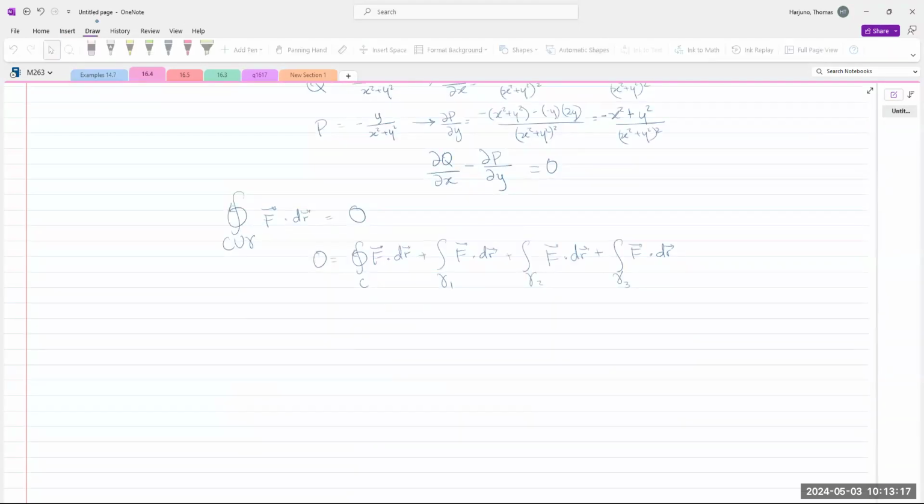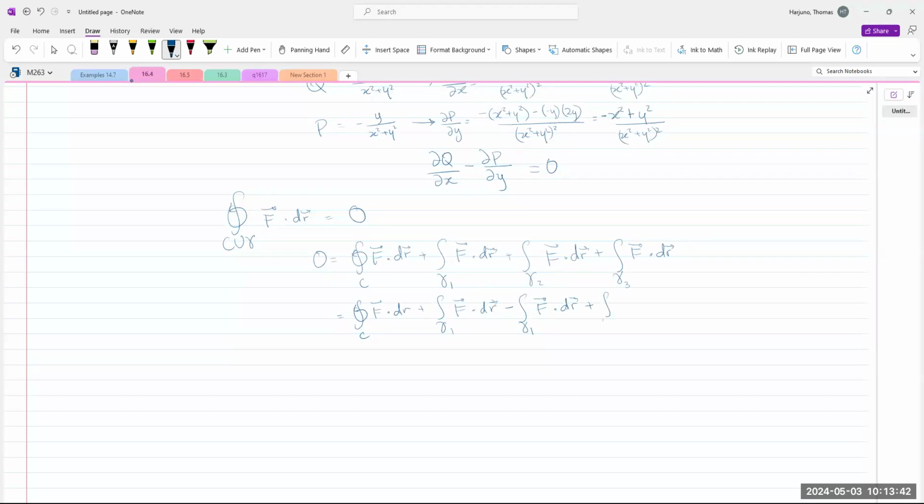I can write it this way. So this is integral over closed curve C of f dot dr plus integral over gamma 1 of f dot dr plus, becomes minus, integral of gamma 1 of f dot dr. Again, because gamma 1 and gamma 2 are the same path with opposite direction, the integrals must be canceling each other. Okay?